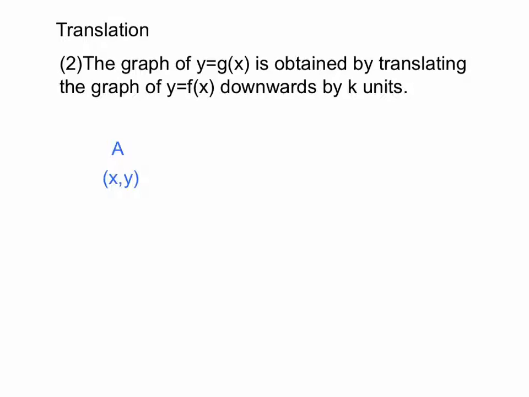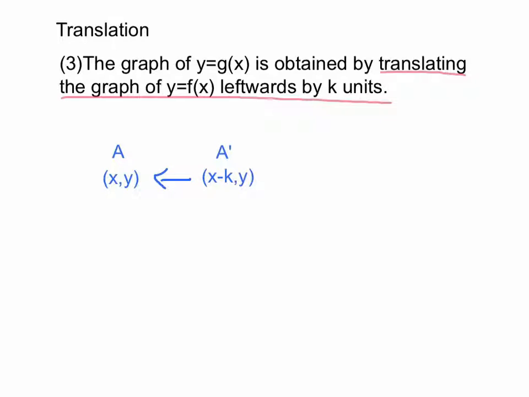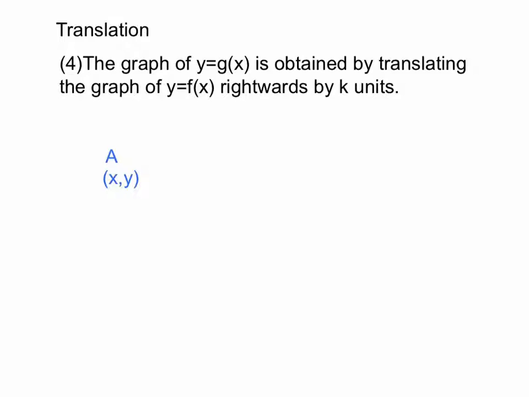If the graph of y equals g(x) is obtained by translating the graph of y equals f(x) downwards by k units, then the coordinates of A' will be (x, y - k). If it is obtained by translating leftwards by k units, then the coordinates of A' will be (x - k, y). If it is obtained by translating rightwards by k units, then the coordinates of A' will be (x + k, y).